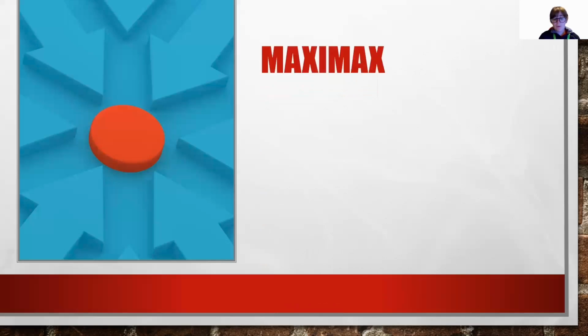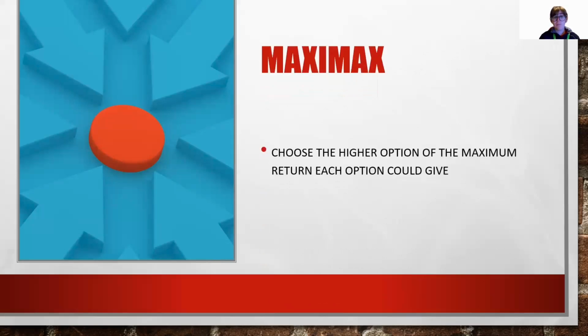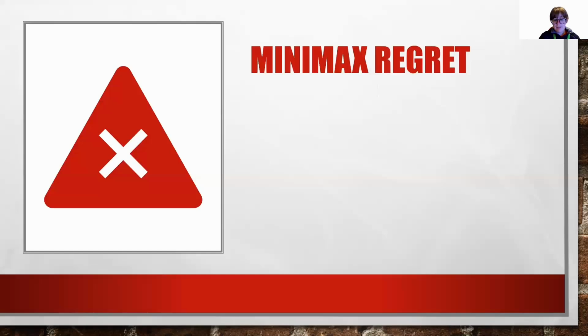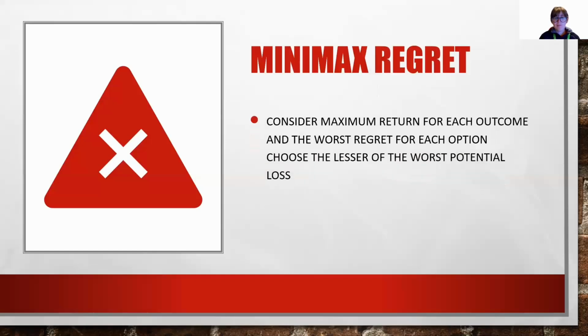Maxi-max, on the other hand, we're going to choose the higher option of the maximum return each option could give, and this is a risk-seeking approach. Minimax regret. We are going to consider the maximum return for each outcome and the worst regret for each option, choosing the lesser of the worst potential loss. This is another risk-neutral approach.